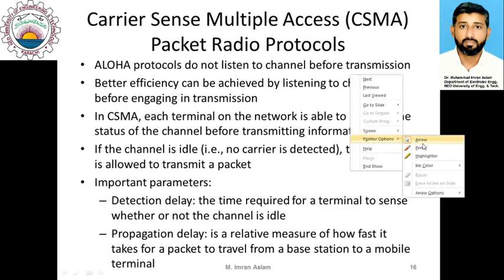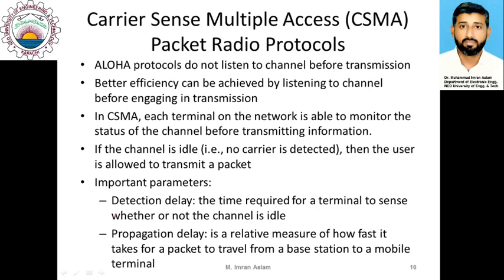In addition to the previously discussed performance metrics, we also use two more important parameters in this type of systems. First one is known as detection delay, which is the time required for a terminal to sense whether or not the channel is idle. And another parameter is the propagation delay, which actually measures how fast a signal travels from transmitter to the receiver. So these two are important parameters related to these CSMA based packet radio protocols.